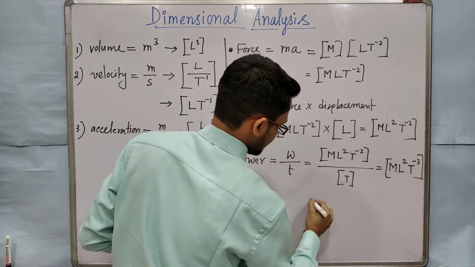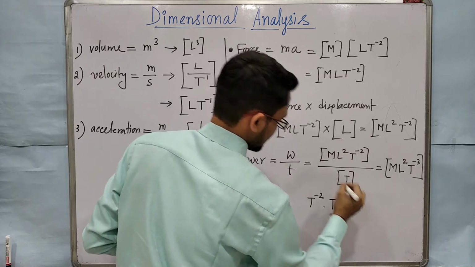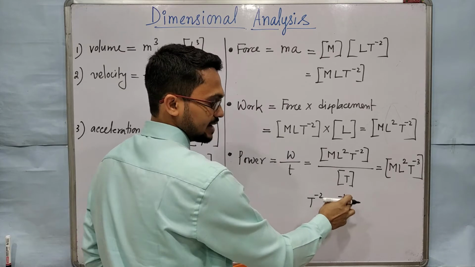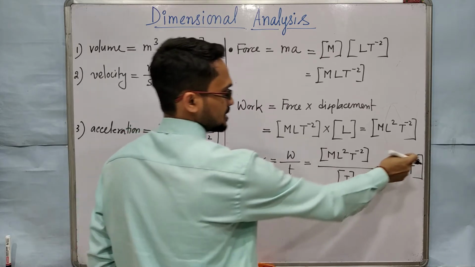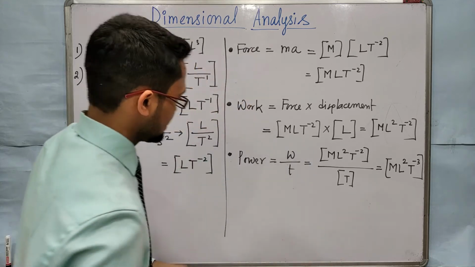So M L square T minus 3. Okay, there is T minus 2. If you take this T up, it will be T minus 1. In the multiplication of the same quantity, power will be added. That means minus 2 plus minus 1, that means minus 3. Okay, understand?